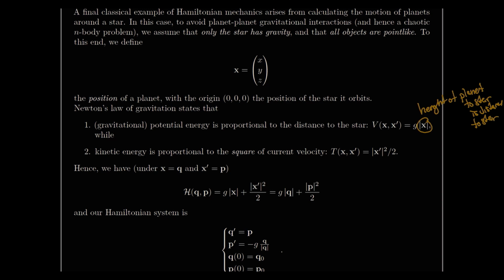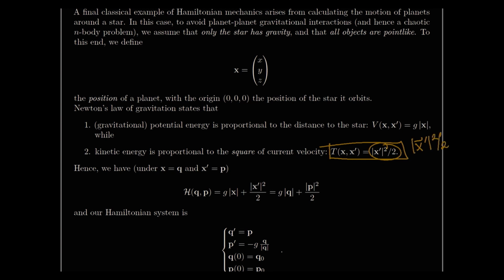So that's going to be the magnitude of x. And then I've got some gravitational constant g there. And then what is the kinetic energy of this planet? Well, that's going to be the velocity squared over 2. So that's the magnitude of x vector prime squared over 2. Once again, I've set mass equal to 1.